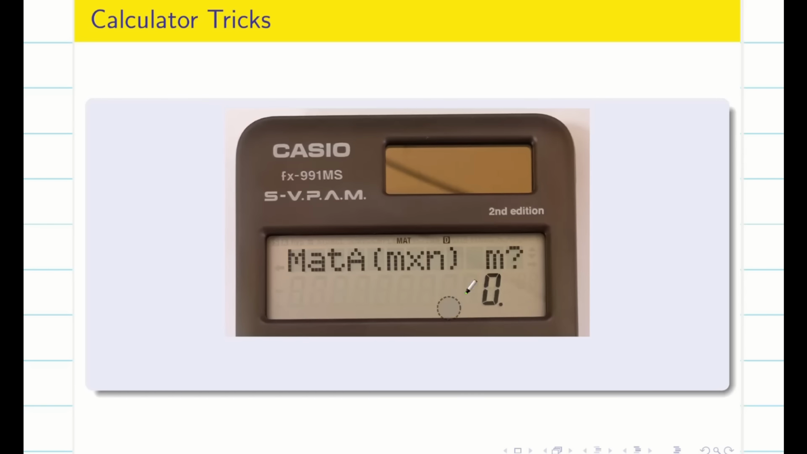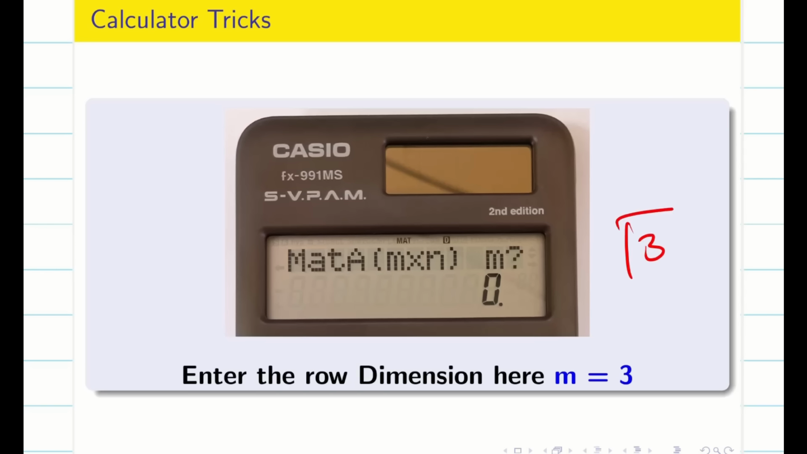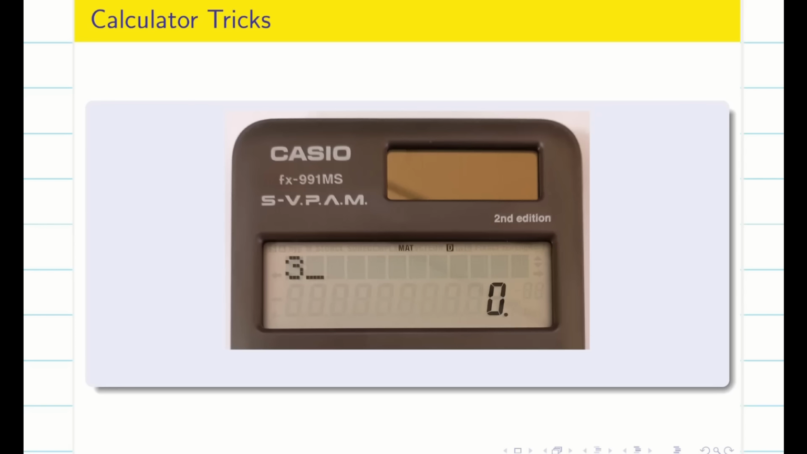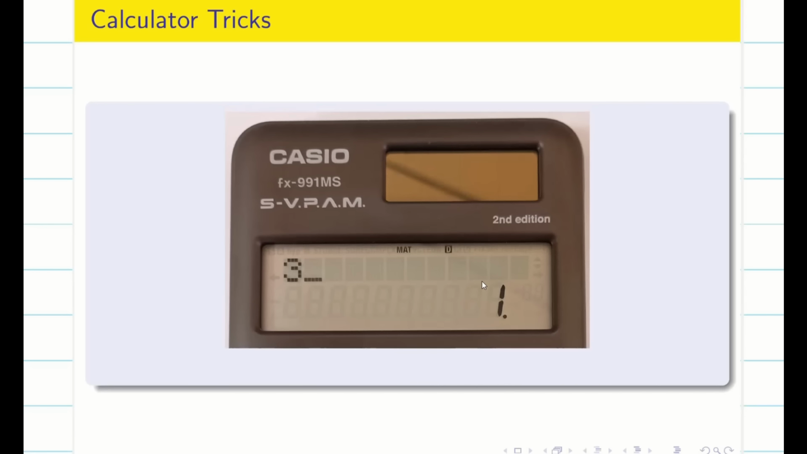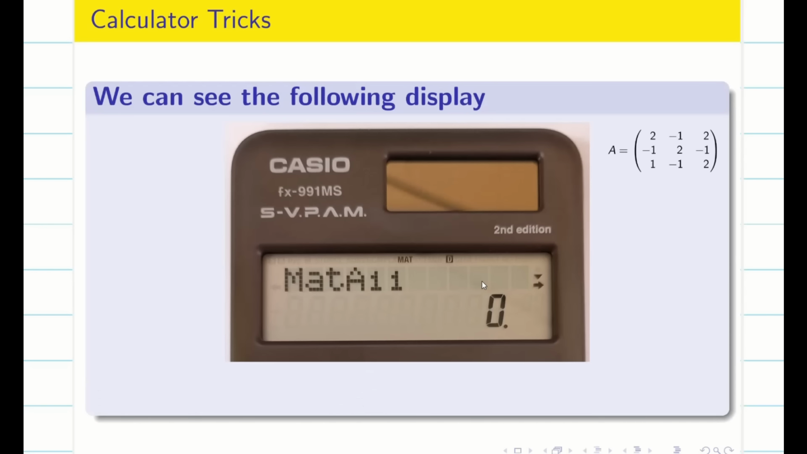Now it will show the display like this and we have to enter the value. For our dimension, the rows is 3. So press 3. Once you press 3, press equal to. Then the calculator will ask like this, N1. 1 is some default value. Don't worry about it. I want to press 3. Once you press 3, press equal to, then it will start asking the matrix values.